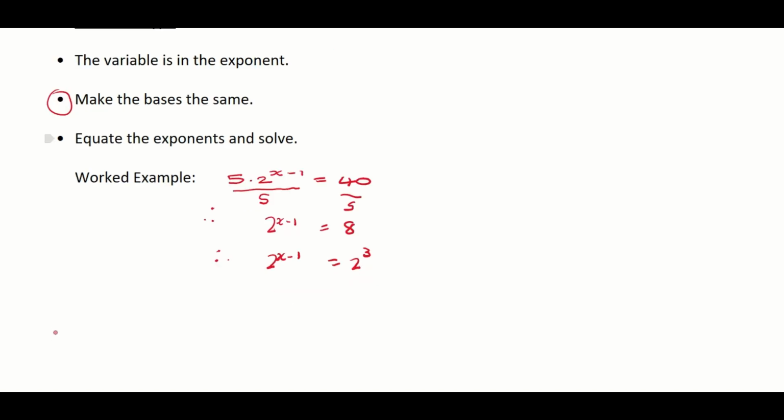So the next step is to equate the exponents and solve. So then x minus 1, the exponent on the left-hand side, must be equal to the exponent on the right-hand side. Solve for x. X is equal to 3 plus 1, which is equal to 4.